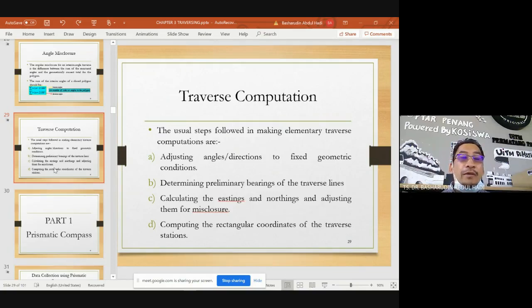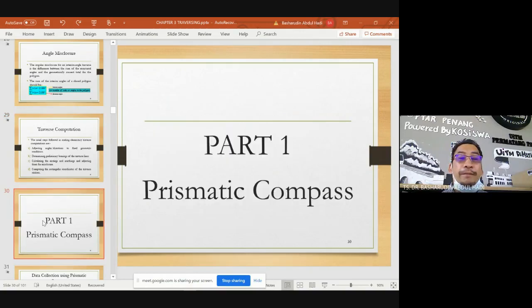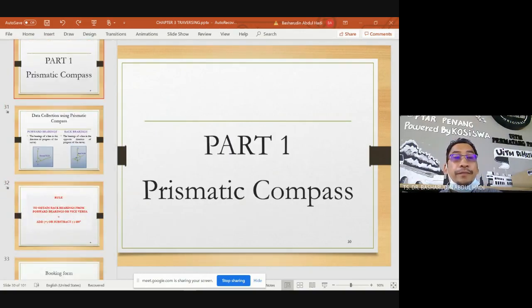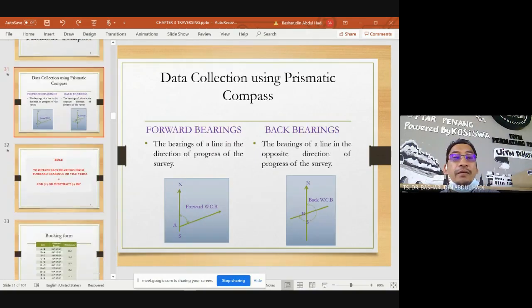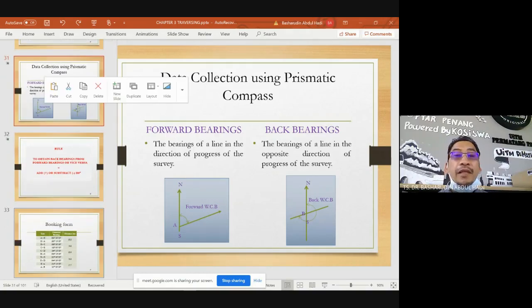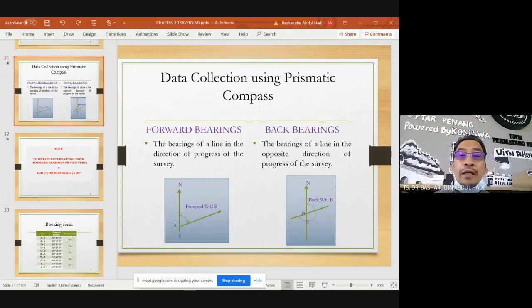Okay, in part one, prismatic compass. You can see this one. But if you don't understand, you can tell me. I will help you after this recording class.